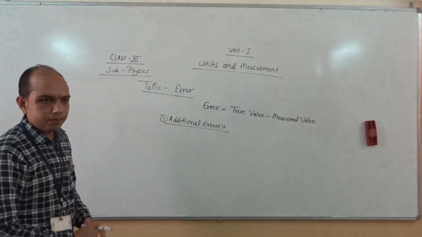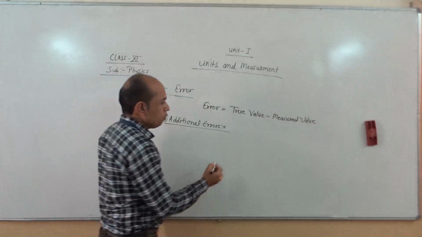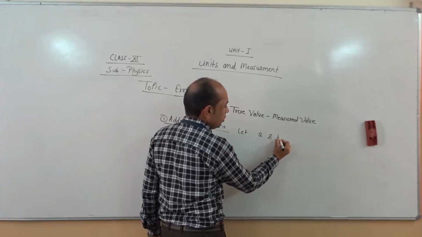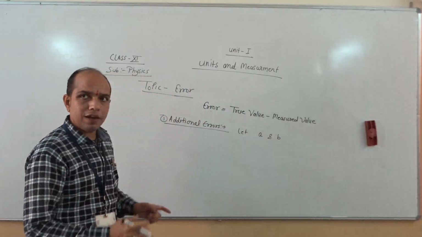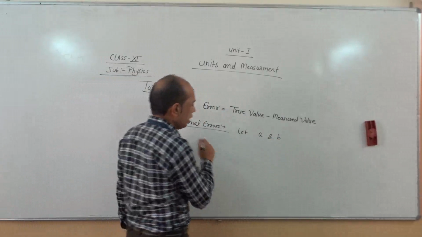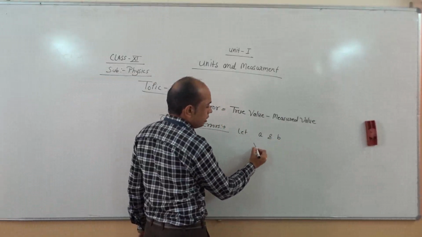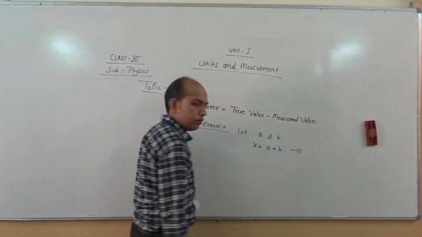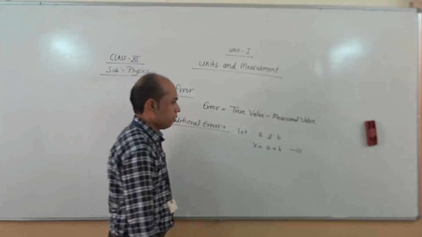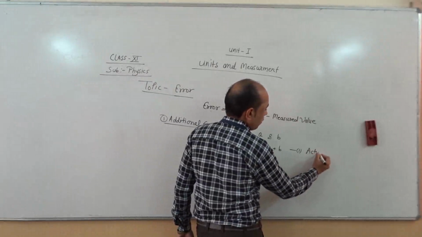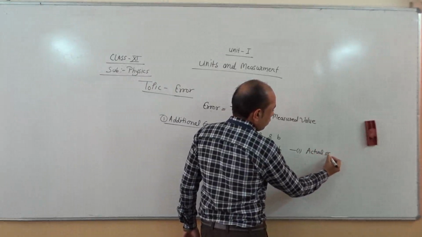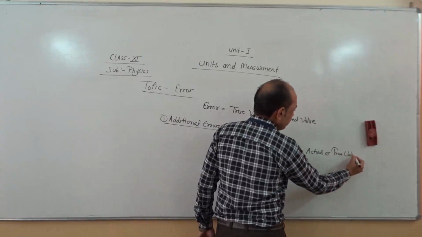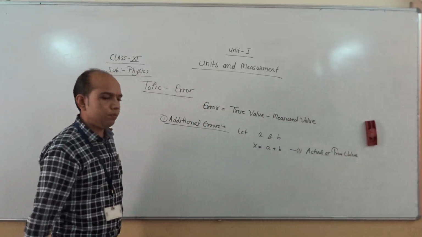Number one, addition error. So let's suppose we have two numerical numbers, one is A and another one is B. So we have actual values A and B. Now as per addition error, x equals, suppose, A plus B. This is called the actual result, or we can say the true value.